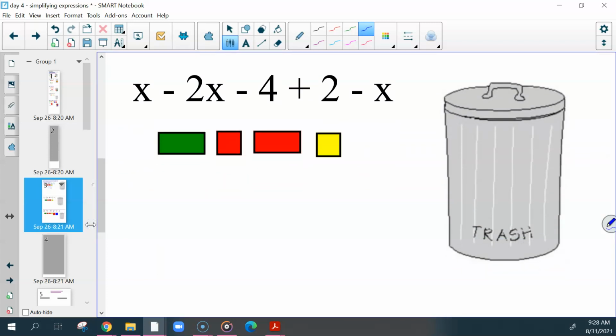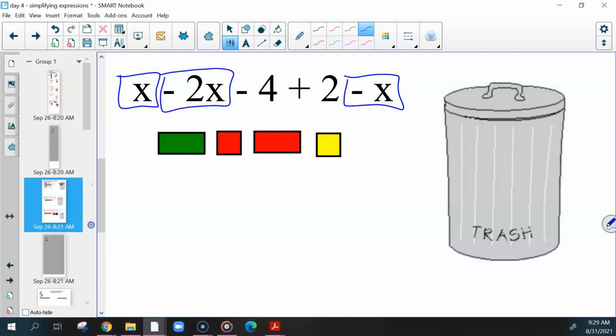For this next one, what are some like terms? Go, Kayla. x, negative x, and negative 2x. And negative 4 and positive 2 would be separate like terms. So let's combine these like terms.